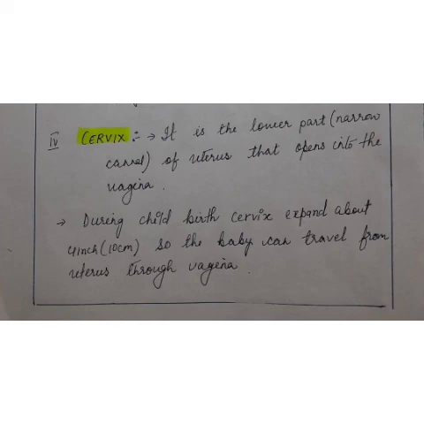So it is the lower part of the uterus and opens into the vagina during childbirth. The cervix expands about 4 inches, which is approximately 10 centimeters, so that the baby can travel from the uterus through the vagina. So it is the canal through which the baby comes out.